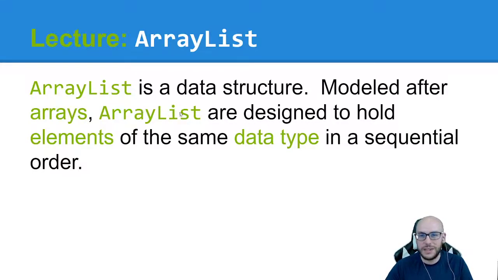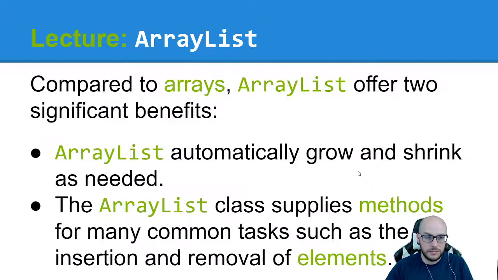You're going to see that ArrayList is extremely similar. Right? It's a data structure. It's designed to hold data of the same type in a sequential order, one after the other. Compared to arrays, ArrayList offer two significant benefits. ArrayList automatically grow and shrink as needed. The ArrayList class is going to supply several methods that handle common tasks such as insertion and removal of elements.